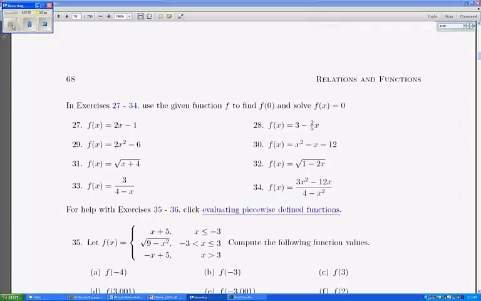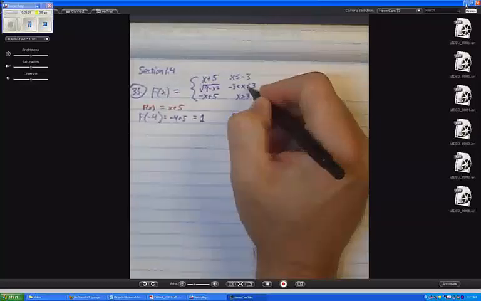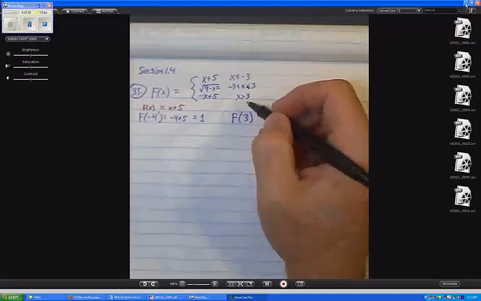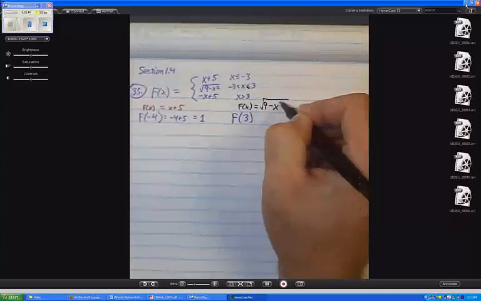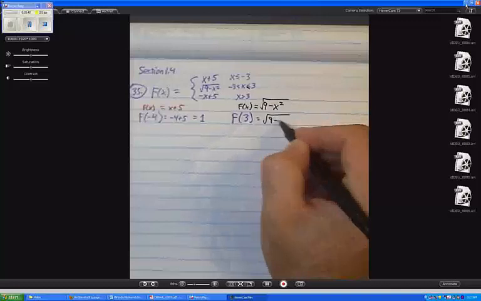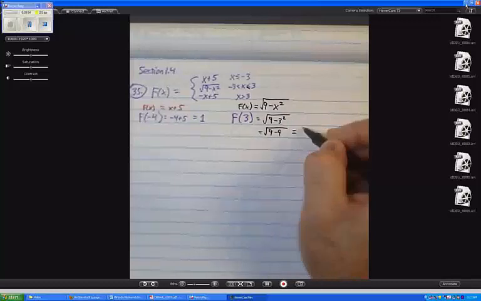Okay, so here's my error. If you look at the function, the middle one has when we're less than or equal to 3, right? And the bottom one is only when we're greater than 3. So going back to this, I need to make a correction. I need to make this less than or equal to 3. Okay? And so f of 3, well, here we're going to be using f of x is the square root of 9 minus x squared. And so I get the square root of 9 minus 3 squared, which is the square root of 9 minus 9, which is 0.